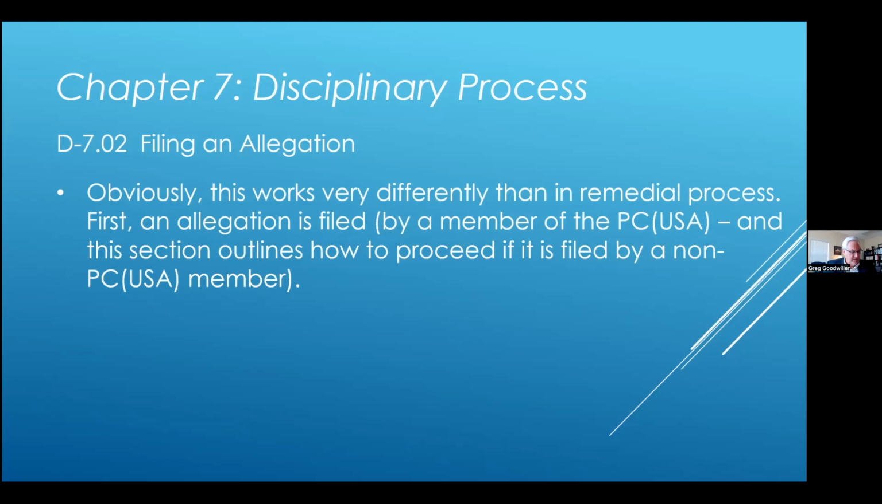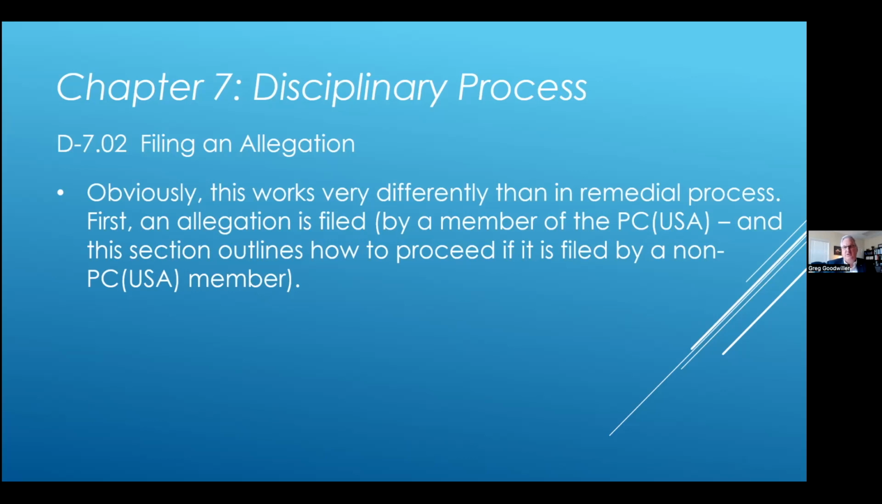Even one of the, where's the clerk of session? So if you look at D702.01E, members receiving allegations from any source. Members of the PCUSA who receive an allegation should file, so it's suggested, they should file a written allegation with the clerk of session or stated clerk of the council with jurisdiction.